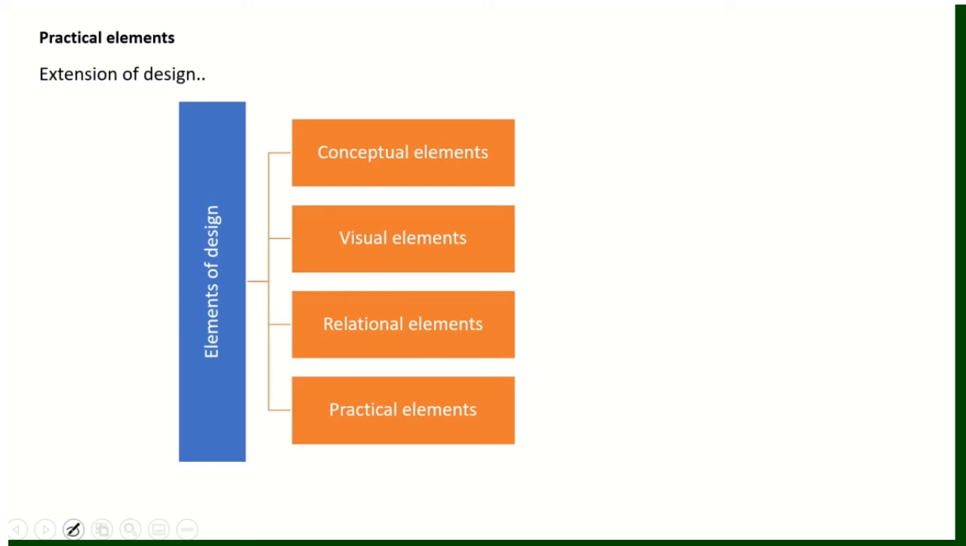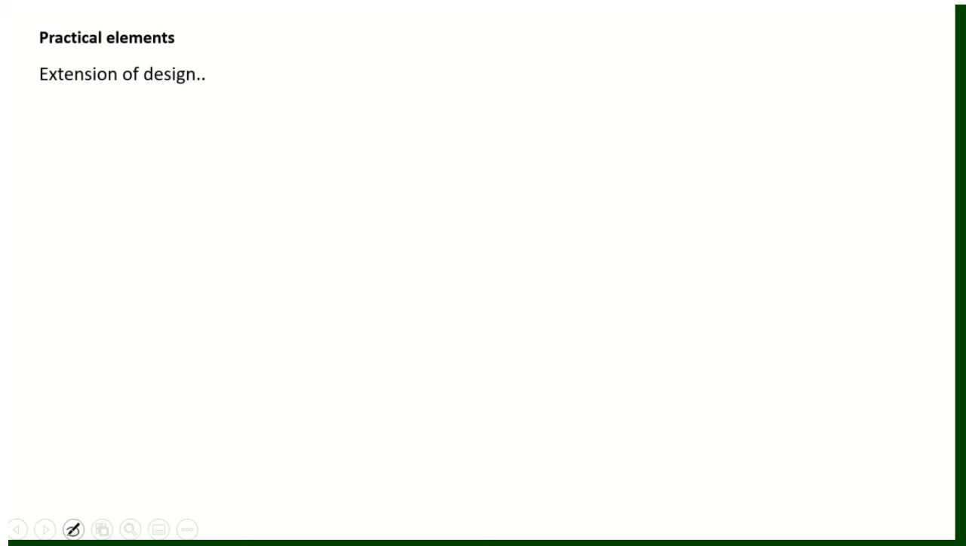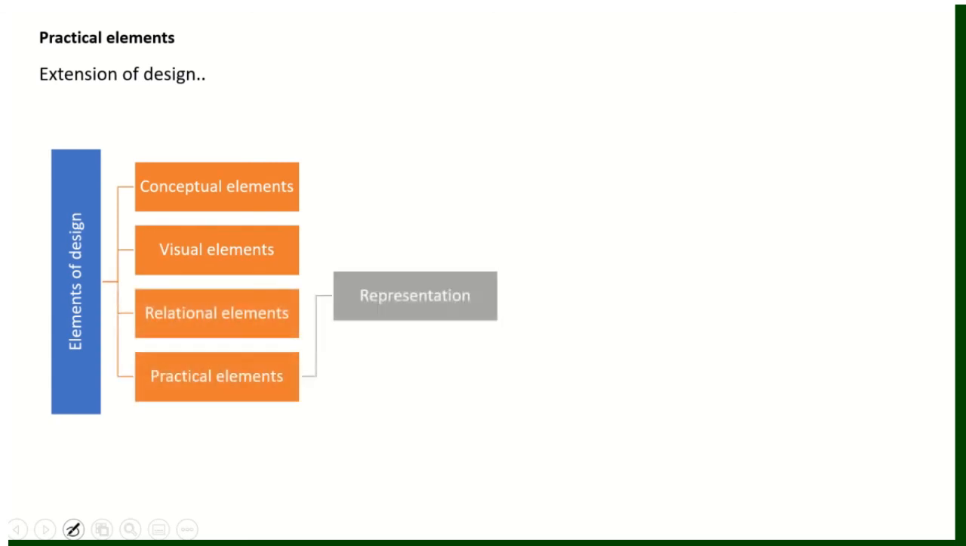If you see these practical elements, in the real-time environment, how the objects are appearing and how you can represent these objects. These practical elements convey representation, or they may convey some sort of meaning, or they may convey some functionality of the design. Let us see how these appear in practical elements: representation, meaning, and function.